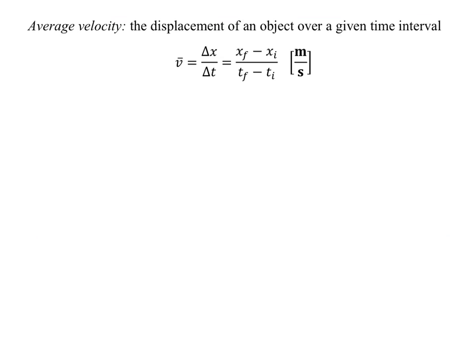Okay. Let's talk about velocity now. We could say that the average velocity of a particle, okay, of a particle that is not undergoing acceleration, okay, the average velocity is its displacement over a given time period. Okay, since displacement is defined as xf minus xi, we replace the delta x with that, and time is tf minus ti.